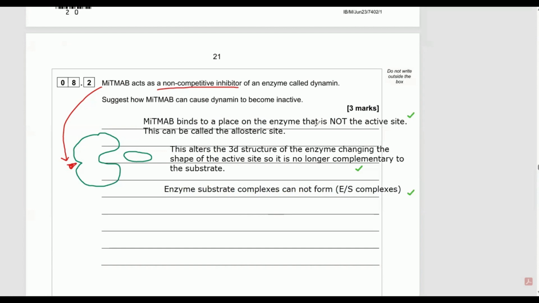So try to use A-level terms that you learn in A-level. Think, did I learn this in GCSE? Sometimes you get marks for GCSE terminology, but most of the time, if there is an A-level substitute for that GCSE terminology, you need to use the A-level version. Like words like complementary or enzyme substrate complexes.